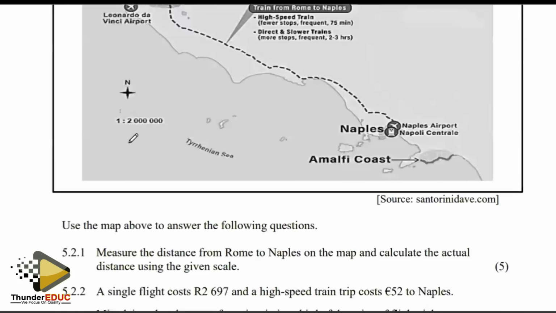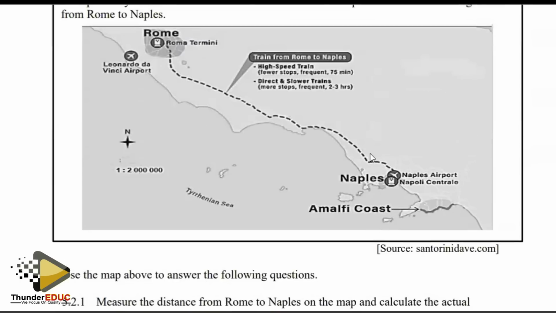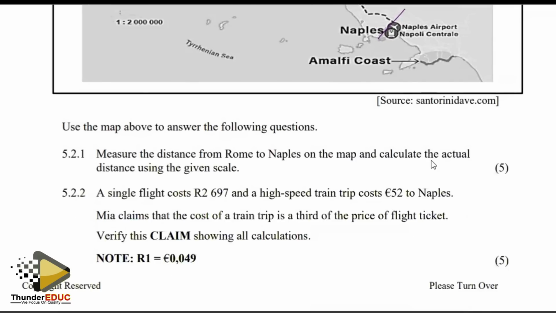All right, we look at question number 5.2. Measure the distance between Rome and Nepal and calculate the actual. So you're supposed to measure, you put the ruler here up to here. Now I got 0.5. I usually tell you to measure in millimeters because of those lines. Now, we've measured the distance, that's much. Then they want the actual distance.